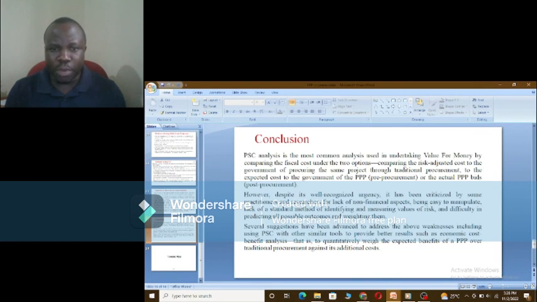However, despite its well-recognized use, it has been criticized by some practitioners and researchers for lack of non-financial aspects, being easy to manipulate, lack of a standard method of identifying and measuring values of risk, and difficulty in predicting all possible outcomes of the projects, among others. Thank you very much.